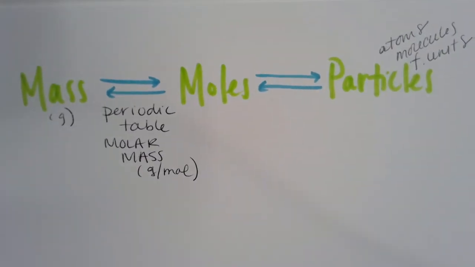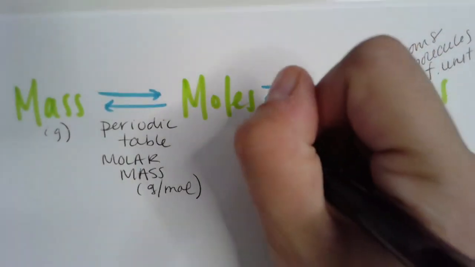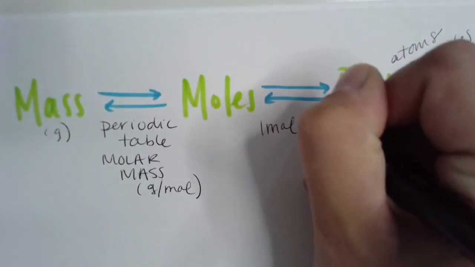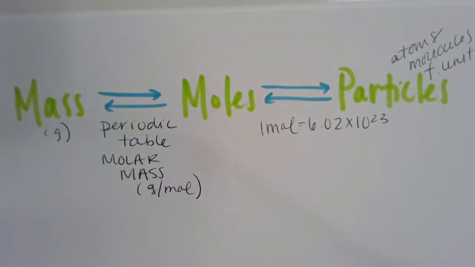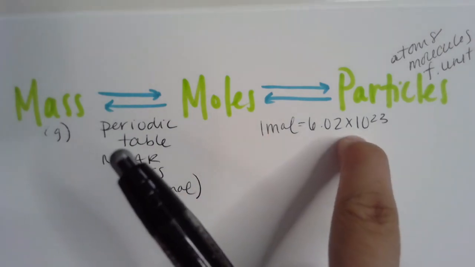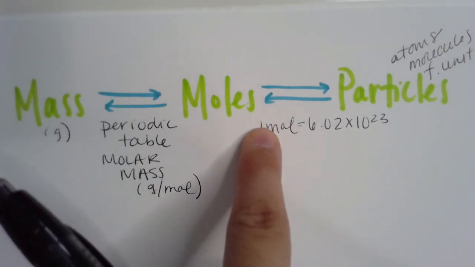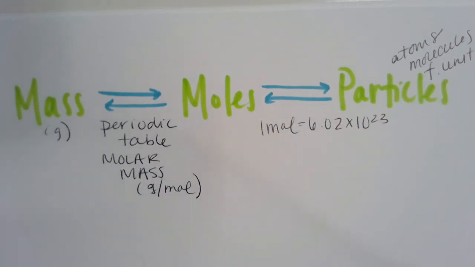But to convert from moles to the number of particles, we need to know that 1 mole of anything contains 6.02 times 10 to the 23rd of that thing. So in this case, it would be 1 mole of particles contains Avogadro's number of particles. 1 mole of formula units contains 6.02 times 10 to the 23rd formula units.